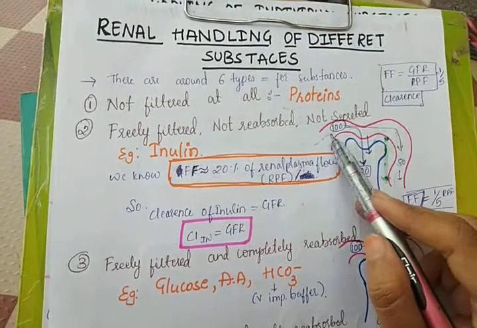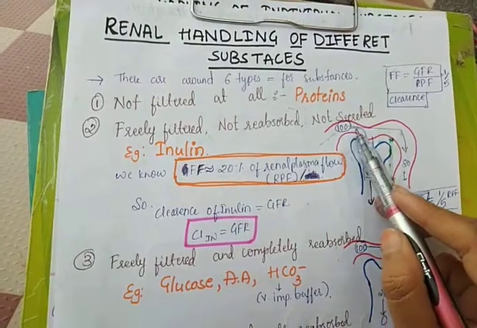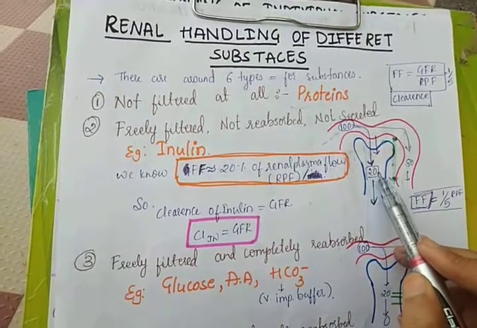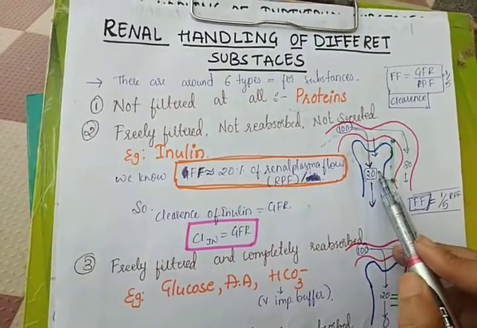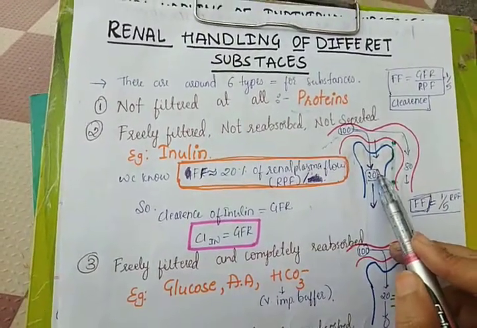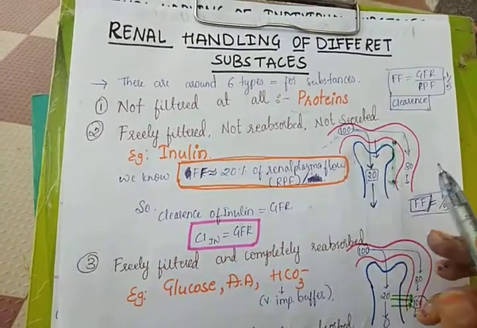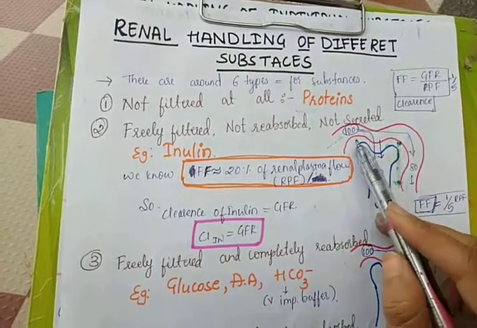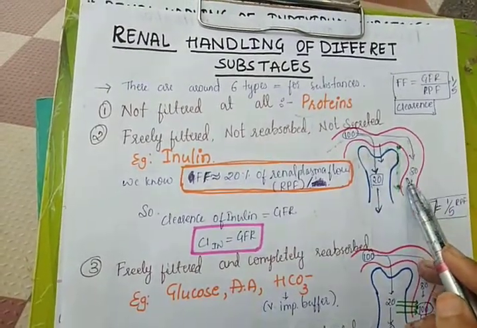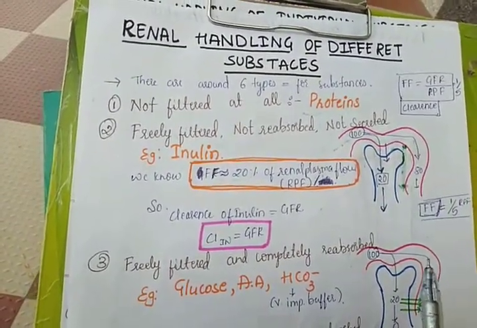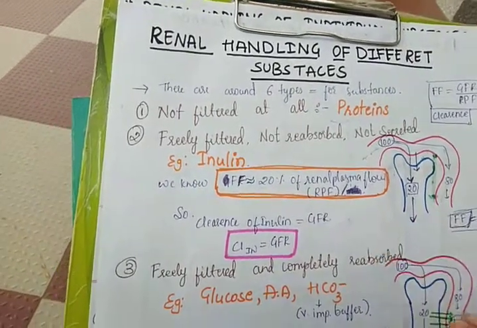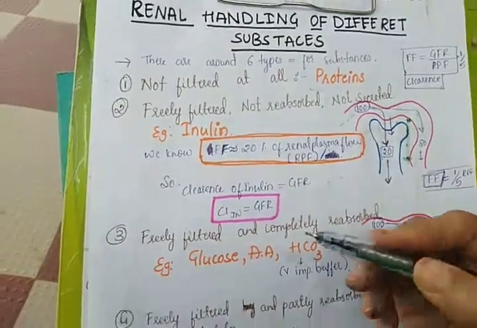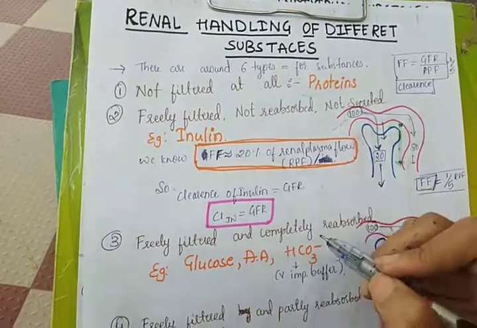So if 100% of plasma is flowing through the glomerular capillaries, 20% of it is forming the filtrate, and this will be nothing but our GFR if we take it per minute. So 20% of it is forming filtrate and the rest 80% is passing again through the glomerular capillaries. Now the substances which enter the kidney, we can divide them into 6 groups mainly.